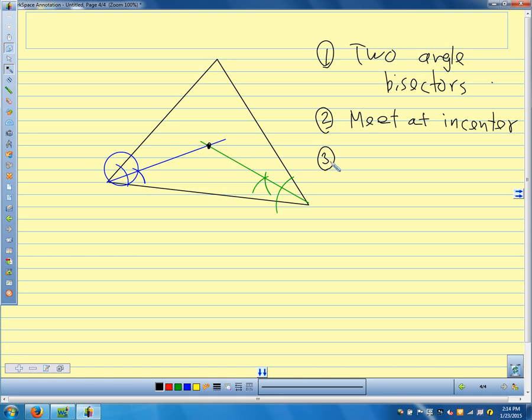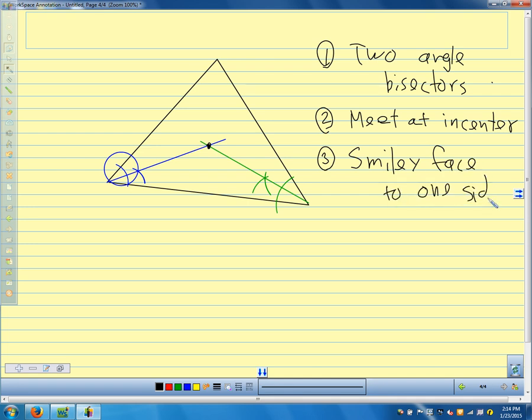Now we need to find the perpendicular distance to one side. So we need to make sure we're going at a 90-degree angle. So that's our smiley face construction. So smiley face to one side. So I'll do it down here. We'll do that in red.